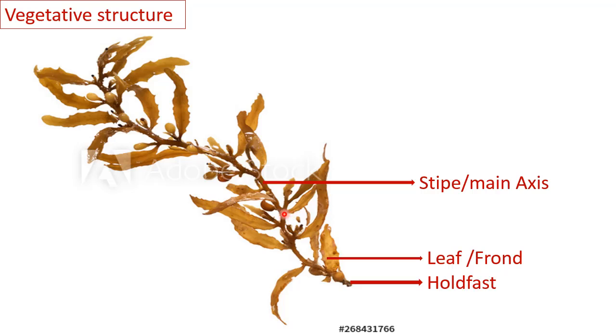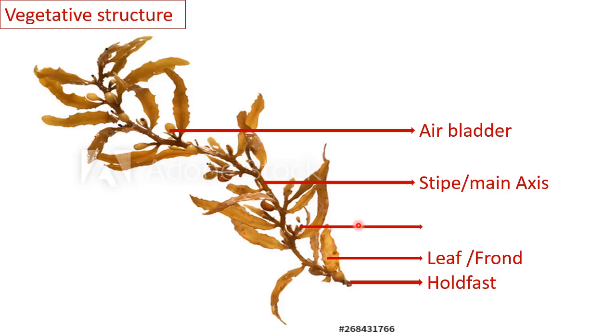On the main axis as well as on the primary laterals, the secondary laterals, that is the leaves, are replaced by many spherical, you see here, many spherical hollow bodies called air bladders. The air bladders help them to float in water. Besides, the axils of leaves develop long, much branched, flattened and cylindrical structures called receptacles.